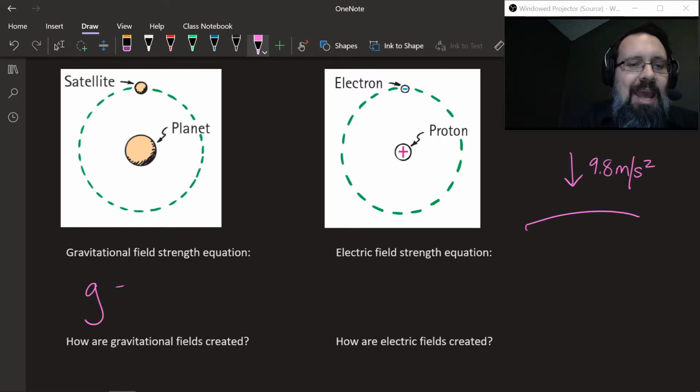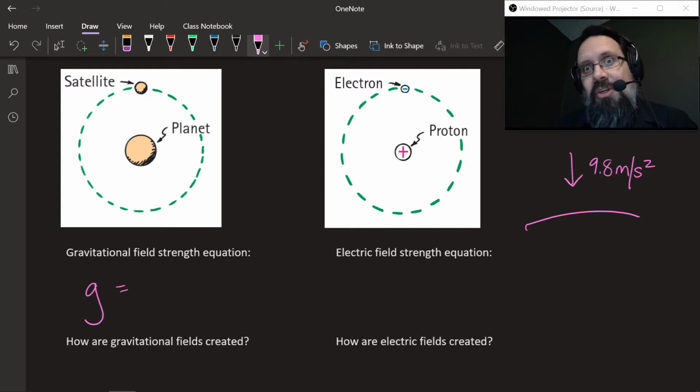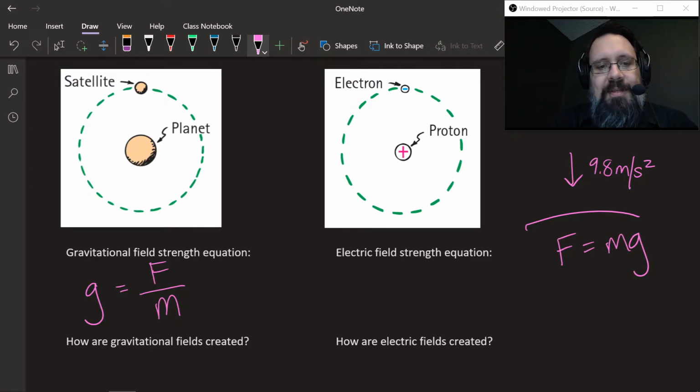So the general equation for g is the force divided by the mass. If you solve that for force, multiplying both sides by m, you get mg. That's just the weight equation. So if we solve the weight equation for the gravitational field, you get g equals F over m.